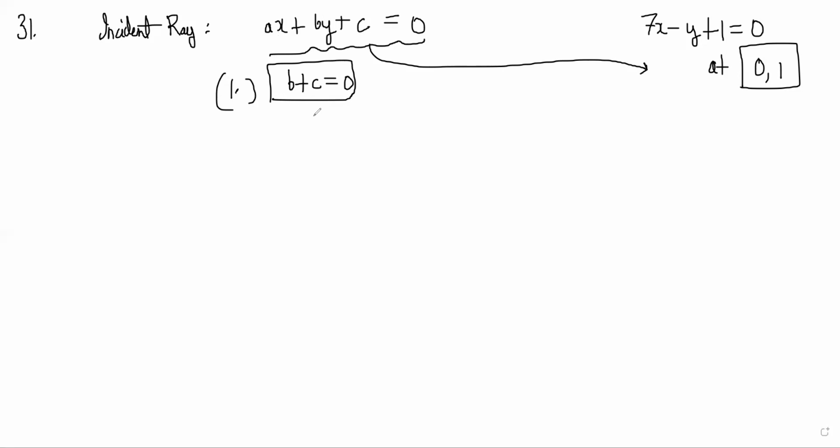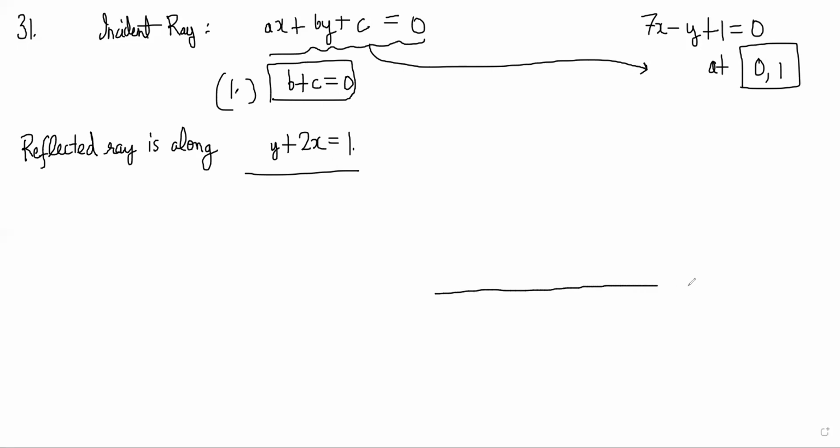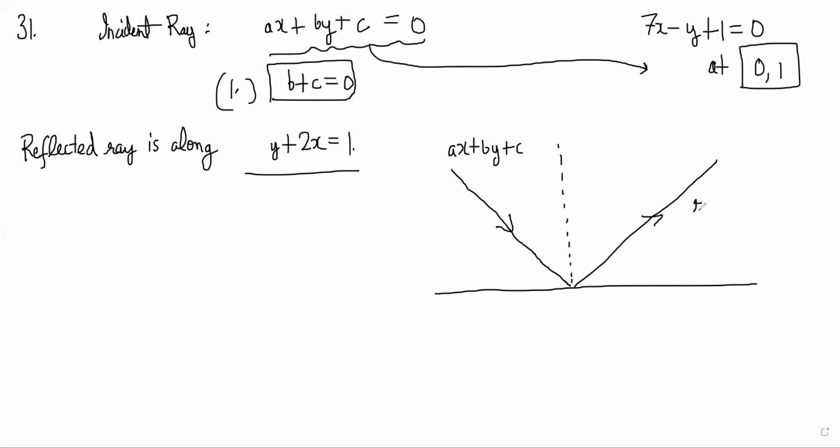The ray is then reflected from this point along the line. The reflected ray is along y plus 2x is equal to 1. And the equation of the line of incidence of the ray of light is what? So you have this situation. This is my ax plus by plus c, and this is my reflected ray, y plus 2x is equal to 1.